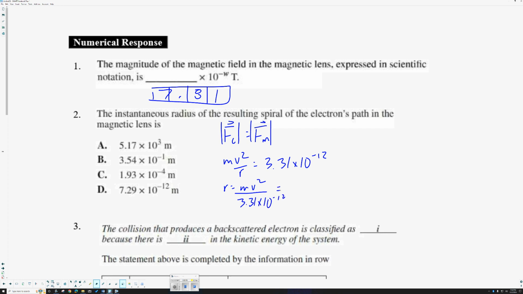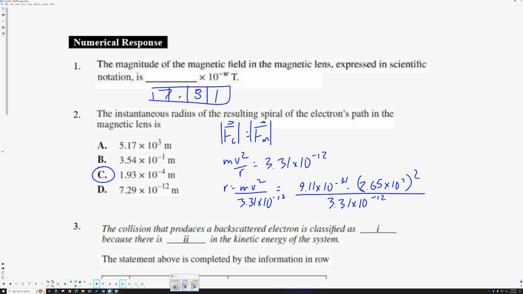Let's sub in some numbers here. I've got 9.11 times 10 to the minus 31 times v squared. Don't forget to square that speed, 2.65 times 10 to the 7, squared. And then divide that by 3.31 times 10 to the minus 12. And when we do that math, we end up getting C, 1.93 times 10 to the negative 4 meters.